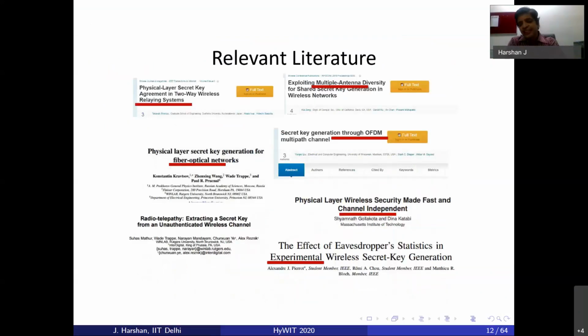So two-user secret key generation through the physical layer has been fairly well studied. There have been results in terms of fundamental limits, information theoretically. There have been prototypes and experimental demonstrations, and researchers have also looked at new consensus algorithms on various platforms. It could be multiple antenna platforms, or fiber optical networks, or OFDM, and so forth. So as far as the two-user case is concerned, we think it is fairly well understood.